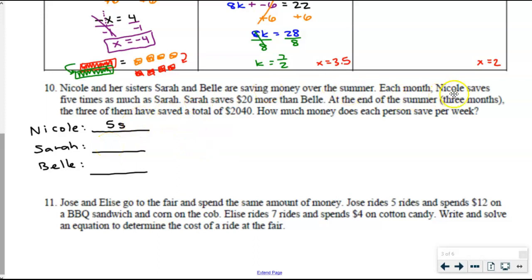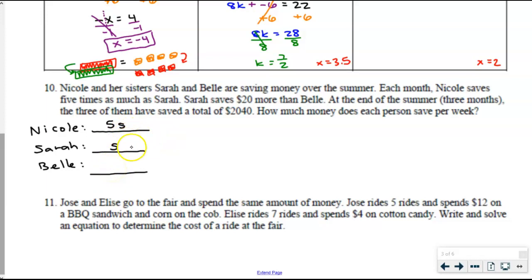Go back to this sentence. Nicole saves 5 times as much as Sarah. 5S. What does that S represent? Sarah, exactly. So what should I put for Sarah? S. No, Nicole is 5S, because Nicole is 5 times as much as Sarah, which makes Sarah just S. That's why you chose S, isn't it, Seth? You chose S because it represented what Sarah had. So how do we relate that to Belle?